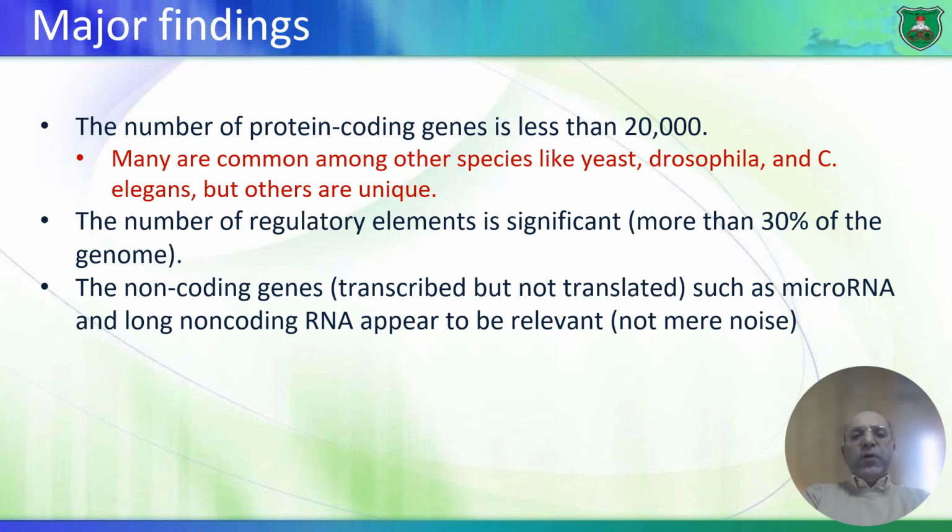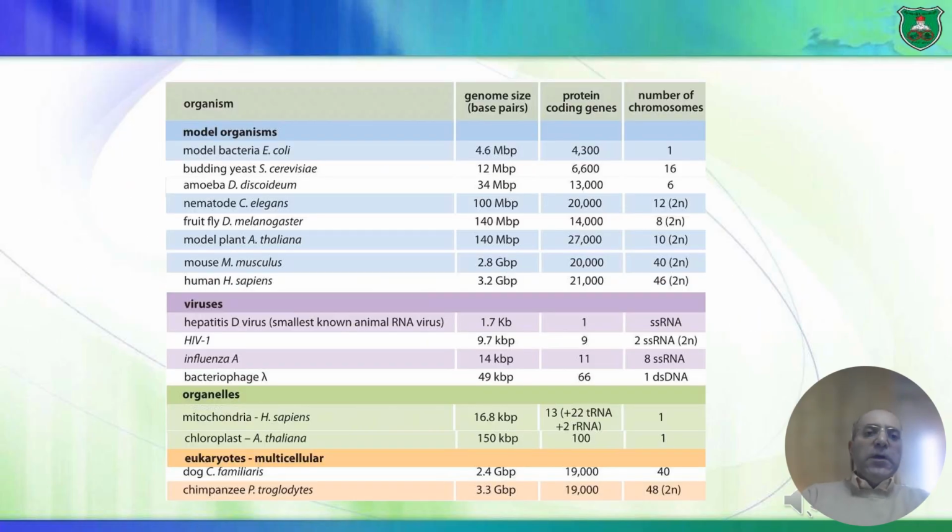And they seem to be relevant. I'll show you how relevant they are, or I'll show you a sign of how relevant they are. Now, this is not for you to memorize, but just showing you the genome size, protein coding genes, number of chromosomes in different organisms like E. coli, for example. It's about 4.6 million base pairs, encoding 4,300 protein coding genes, and there's only one chromosome.